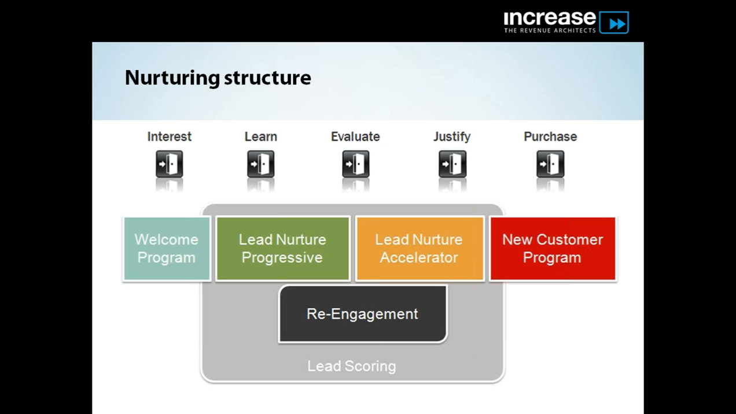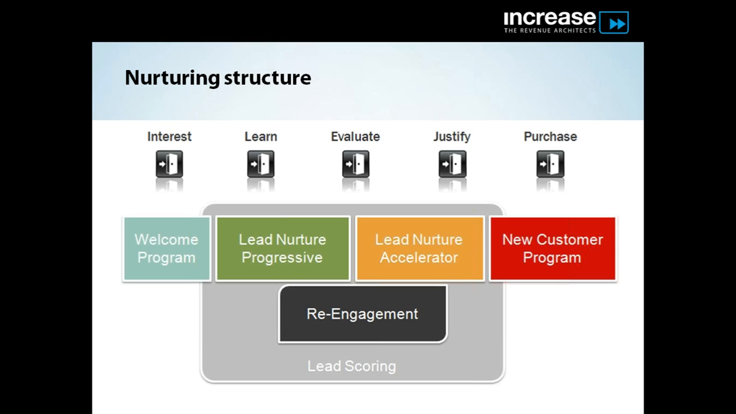Now, basically, we would produce 5 nurturing flows to begin with. We would have a welcome program that is designed for the interest phase. It's for people entering our database, top of the funnel, welcoming people and getting them into the flow. Then we have the lead nurture progressive. It's about people's interest. We talk about what they need, what they would like to hear, and what interests them. It has to be relevant and interesting to the client, because it regards the learning phase and maybe a little into the evaluation.